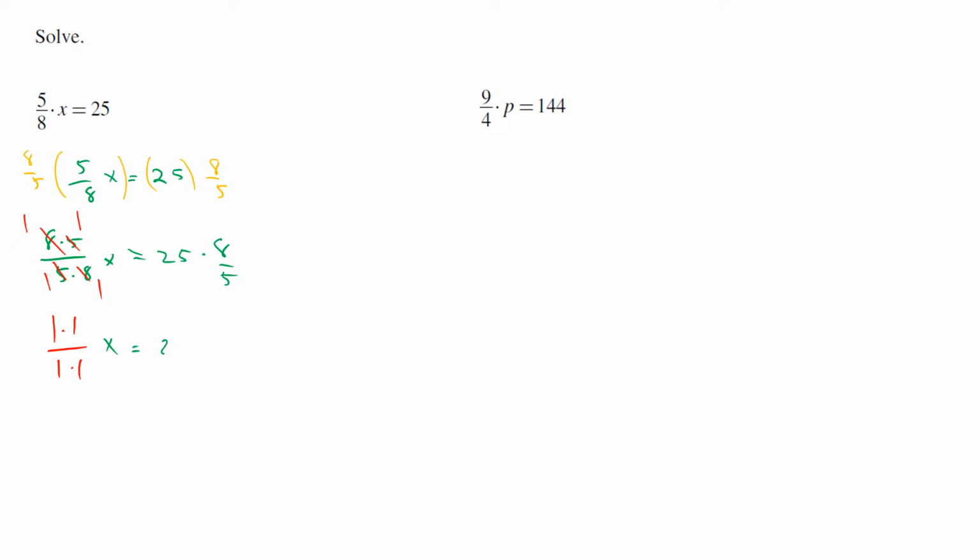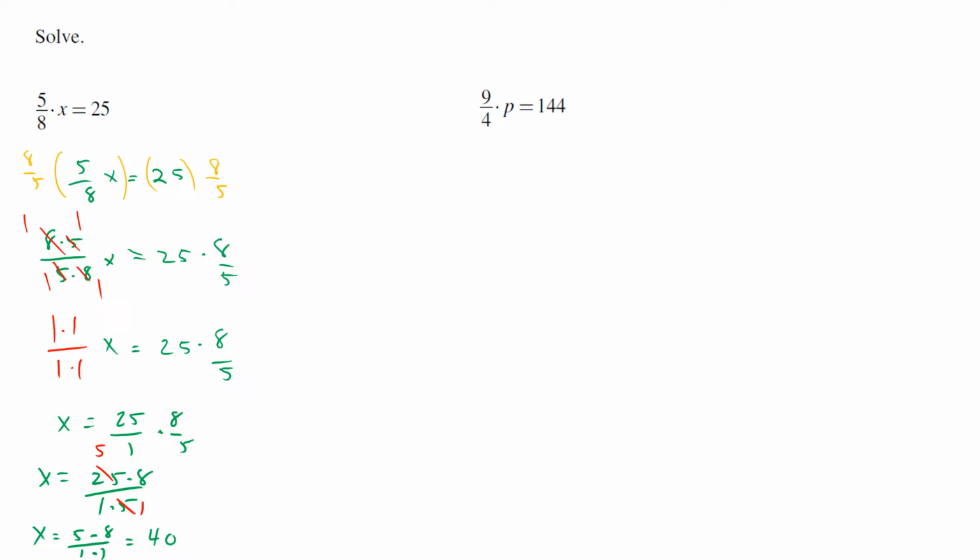So we get 1 times 1 over 1 times 1 times x is equal to 25 times 8 over 5. So on the left side, we get left just x. And then on the right, we want to multiply these fractions. So we're going to write 25 over 1 times 8 over 5. So x is going to equal 25 times 8 over 1 times 5. 25 and 5 share a factor of 5. 25 divided by 5 is 5. 5 divided by 1 is 1 there, right? And so we end up with x equals 5 times 8 over 1 times 1, and that is just 40.